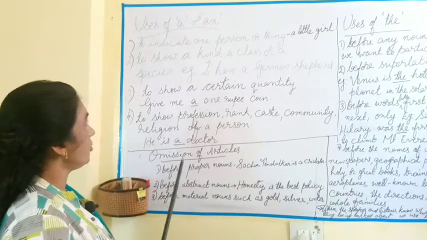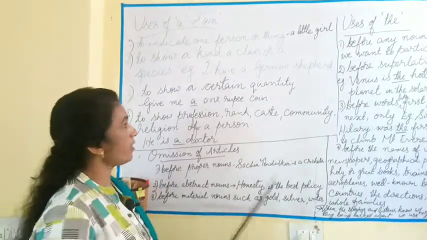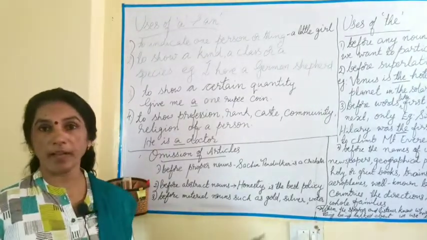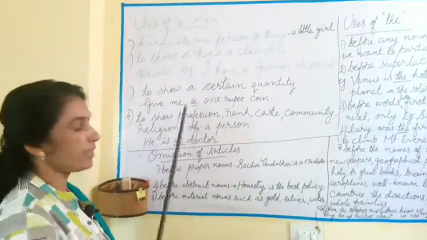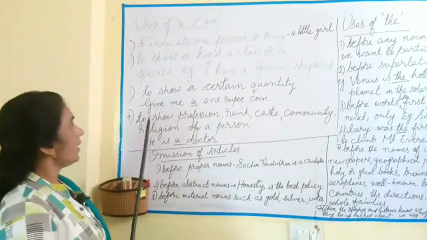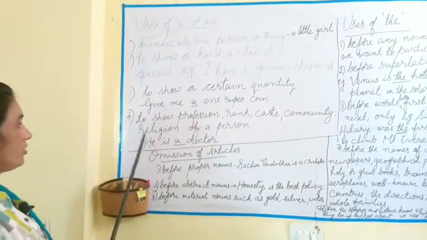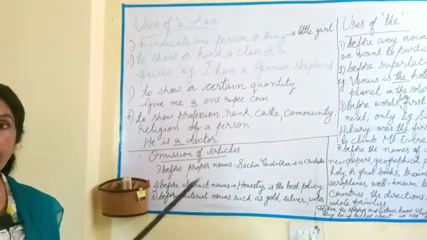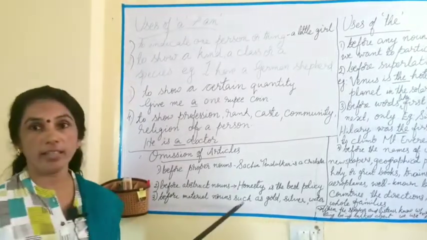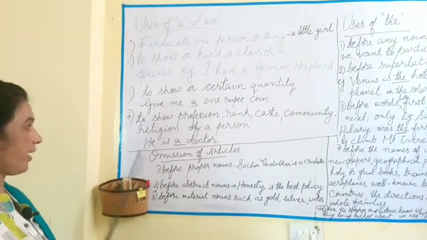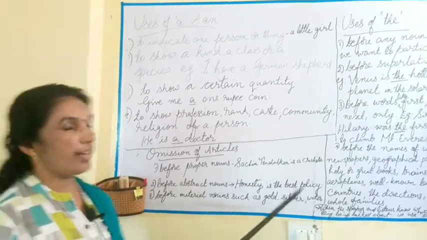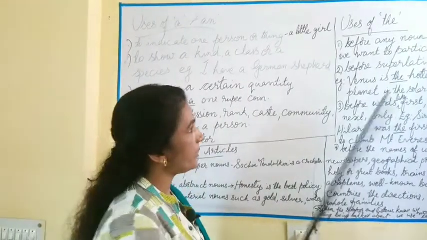A and an are used to show a certain quantity. For example, give me a 1 rupee coin. Here it shows the quantity. A and an are used to show profession, rank, caste, community or religion of a person. For example, he is a doctor. Now let us see the uses of the.